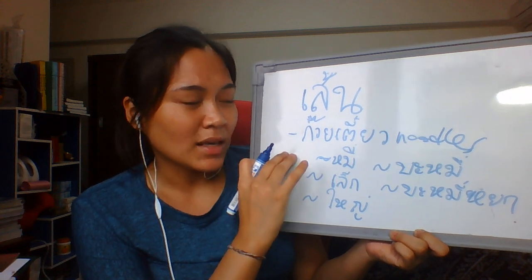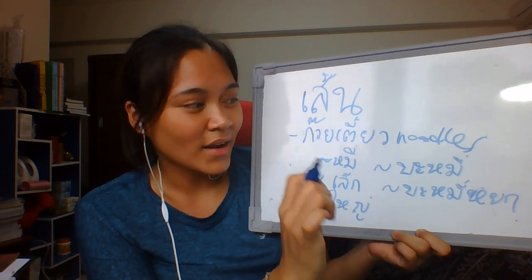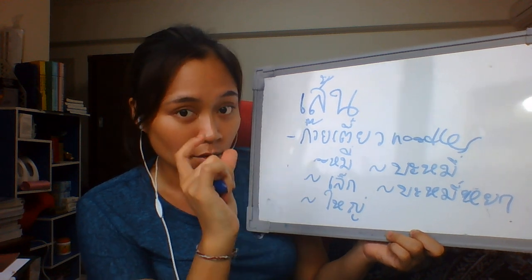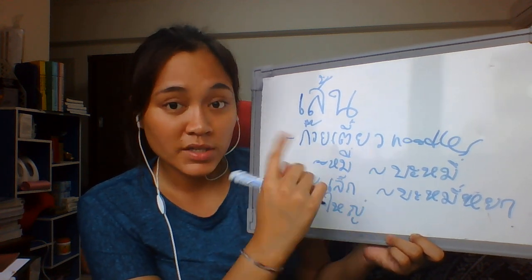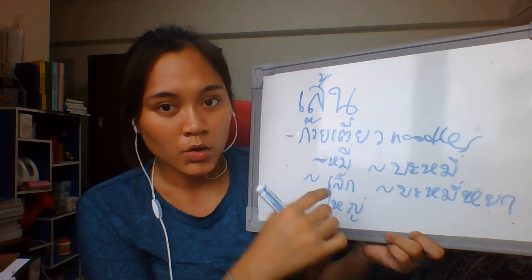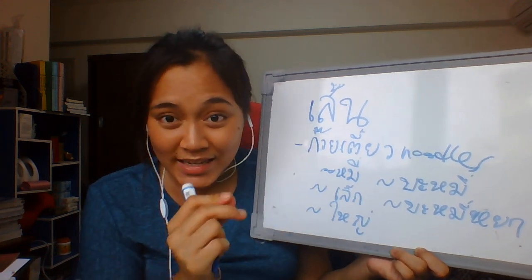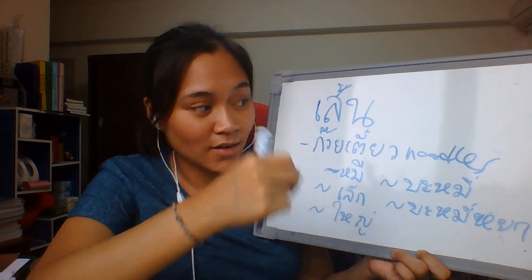We have sen mi, which is very small and white, made from rice. We have sen lek, a little bit thicker, and sen yai, really thick. We have sen ba mi, which is yellow, and sen ba mi yok, which is green. We have lots of kinds of noodles. We call them sen. You can really see it, it's like a line, like noodles. Okay, sen.